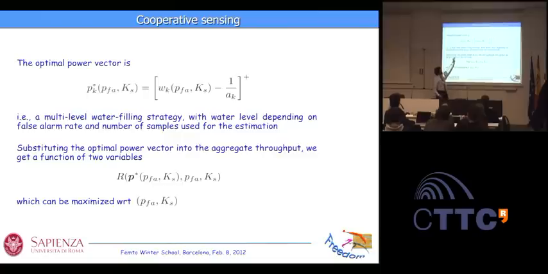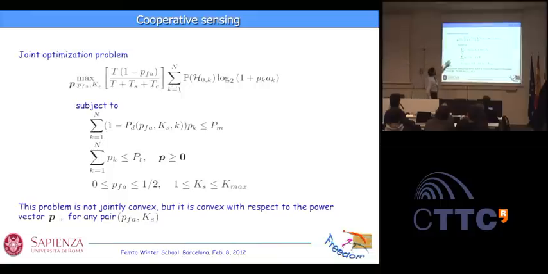Just because I have this closed form expression for the optimal power vector, I can plug this expression back into this utility function here. So I say, in any case, I know that there is a one-to-one relationship between false alarm rate, number of samples, and power vector. So I substitute into the power vector P the water filling formula that I mentioned before. Okay? This is useful. Why?